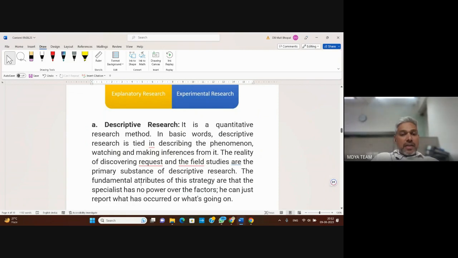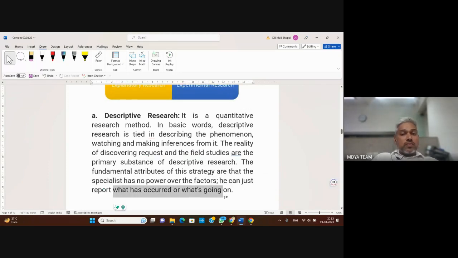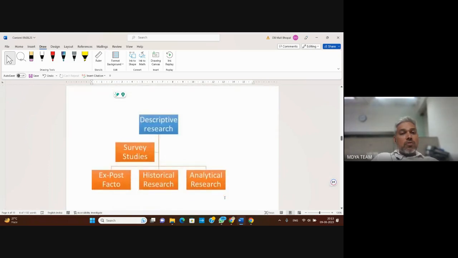The fundamental attribute of this strategy is that the specialist has no power over the factors. He can just report what has occurred or what's going on. Remember these lines, like a specialist or a researcher has no power over the factors. He can just report what has occurred or what's going on. This is what descriptive research is about.